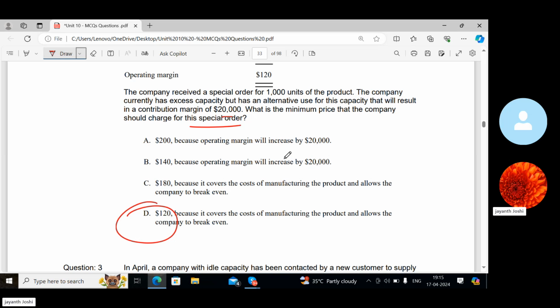So why calculate again? Shall we move forward? It's nothing but all the variable cost plus opportunity cost. Opportunity cost we got $20, variable cost we got $100. That makes it $120 minimum. Next question.